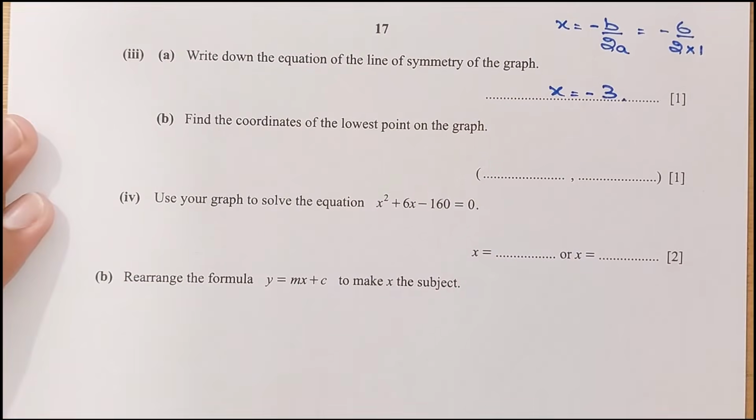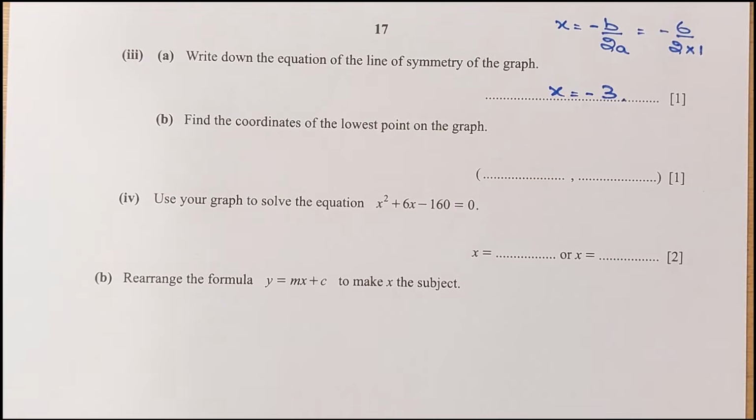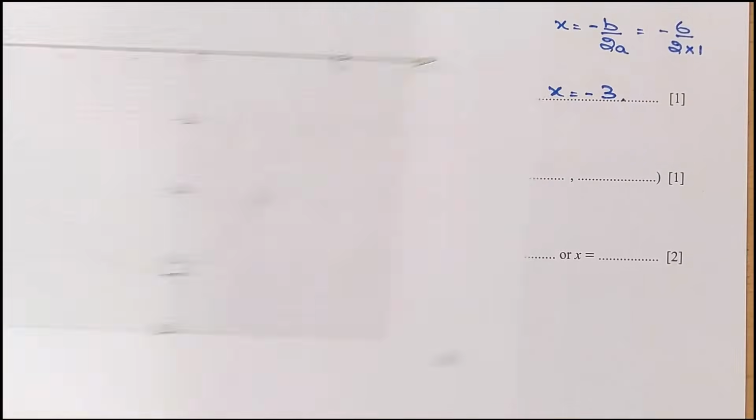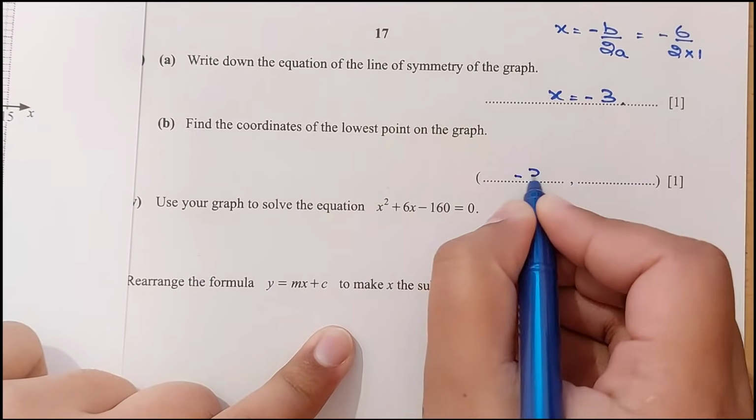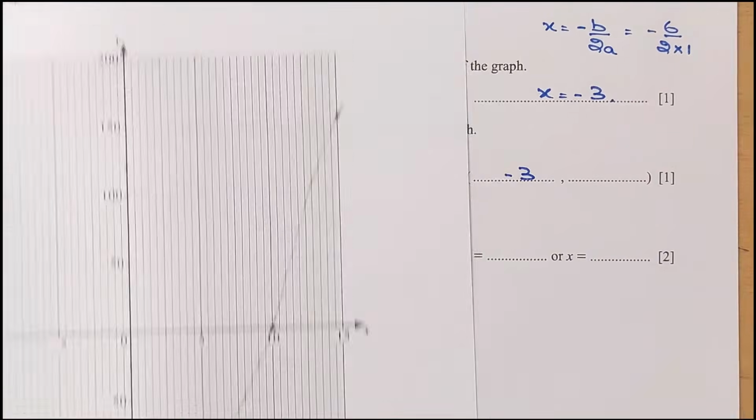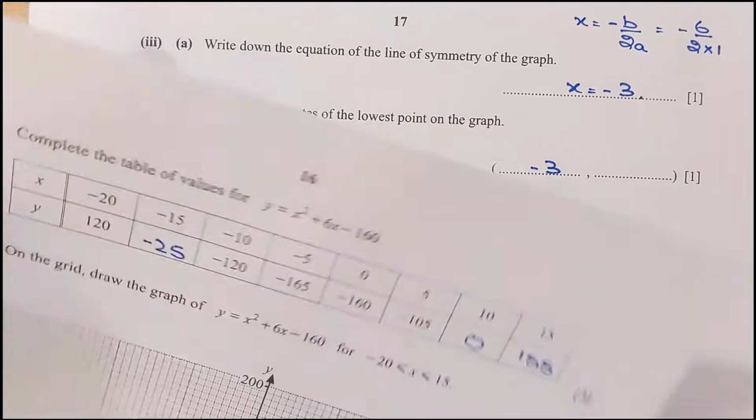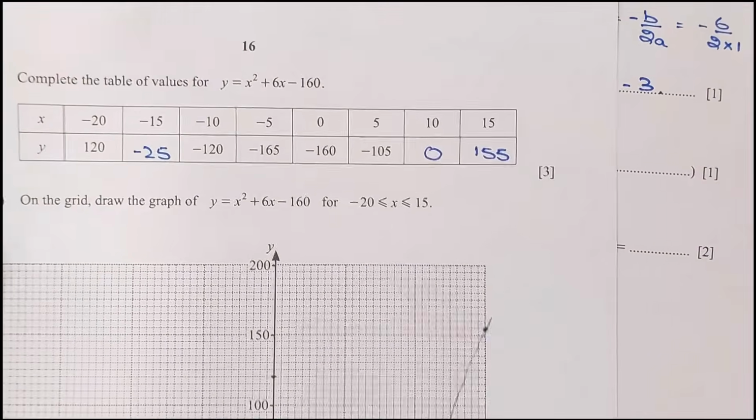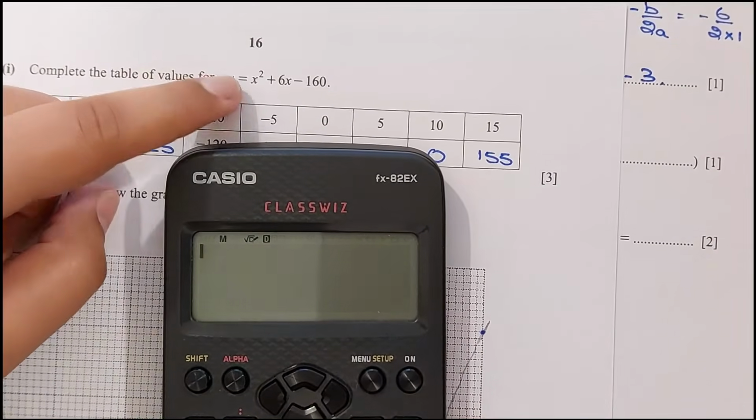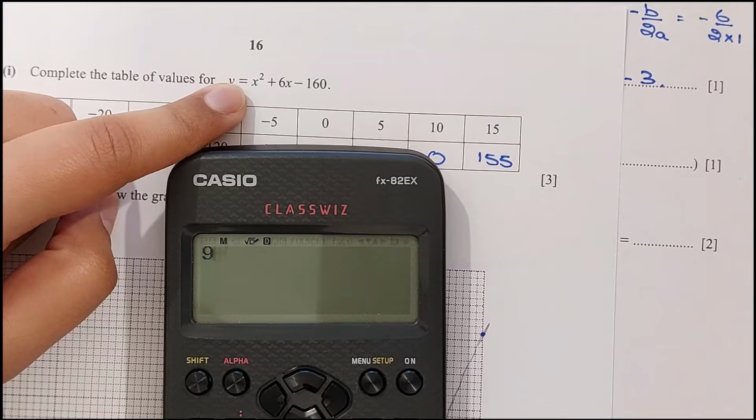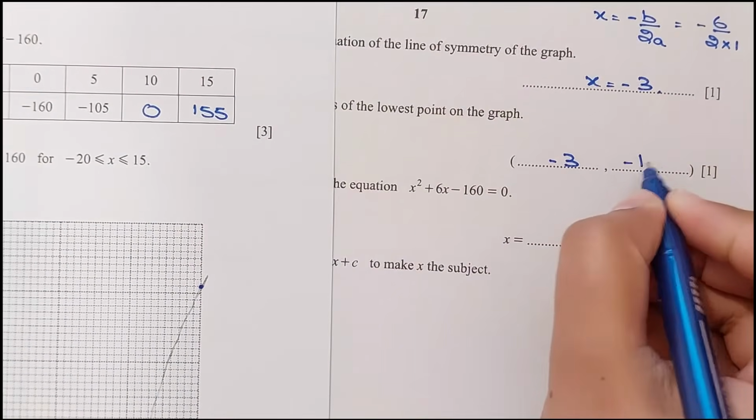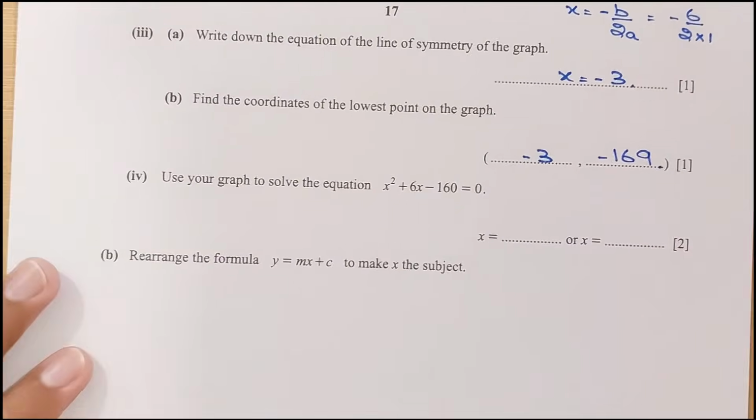Now for part B, find the coordinates of the lowest point on the graph. So the lowest point is basically the vertex point. The x component is the same as the line of symmetry, that is minus 3. And substituting x equals minus 3 into the equation, we can find the exact y component of this vertex, because here we cannot easily figure out the y component of the vertex. So now let me put x equals minus 3 here. Minus 3 squared is 9 plus 6 times minus 3 and minus 160. So that is minus 169. That is the y component of the lowest point, the vertex.